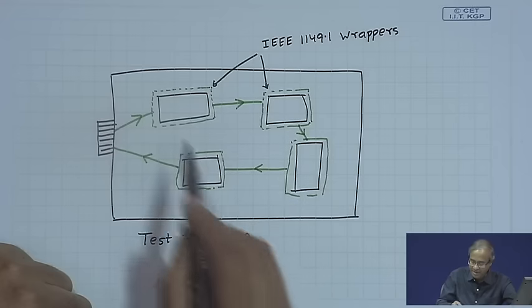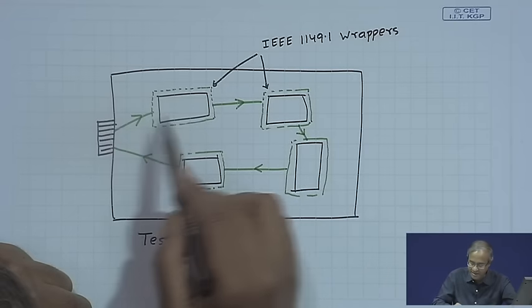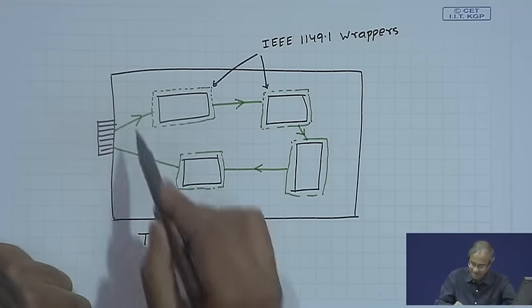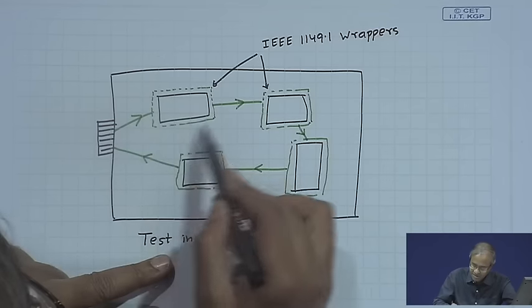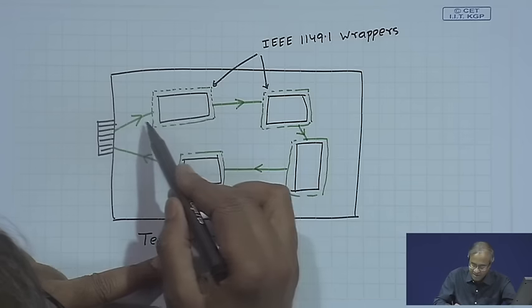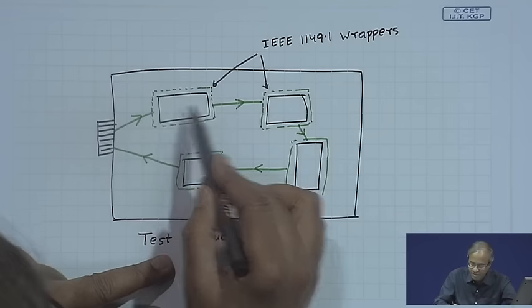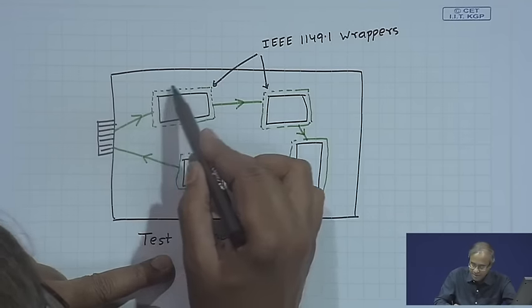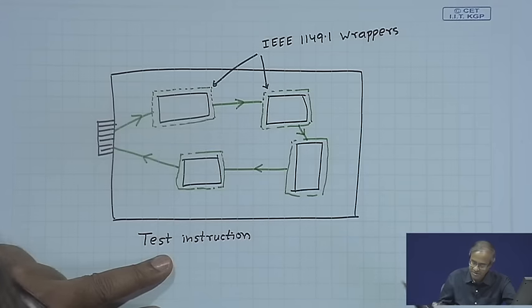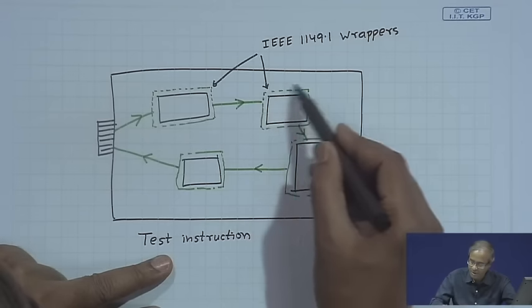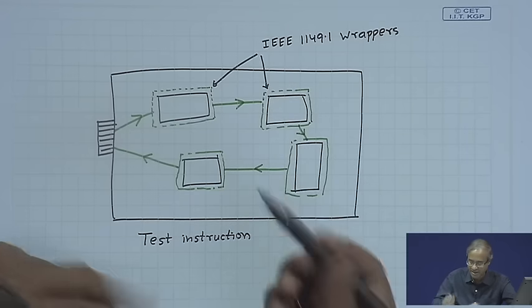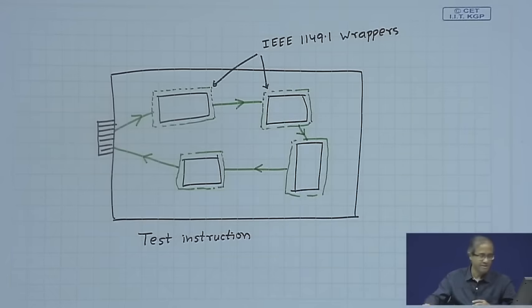Now, these wrappers allow interoperability in terms of test communication. Like a test instruction I am feeding to the first chip, if this chip finds that this instruction is not for it, it is for the next one, it will simply bypass or forward it to the next chip. This will again check, and if it is not for this one, it will bypass or forward it to the next chip. Like that it goes on. Okay. Fine.